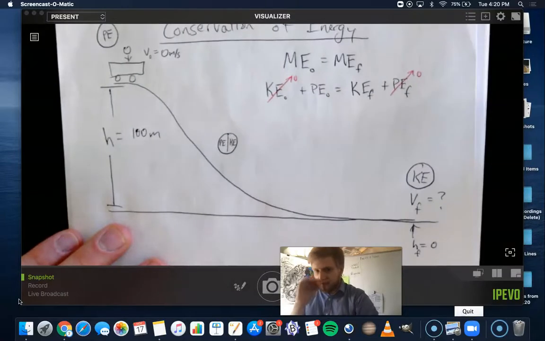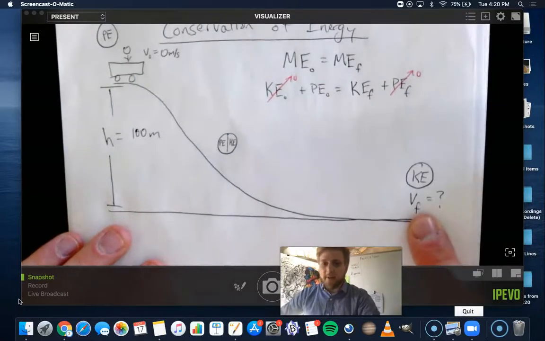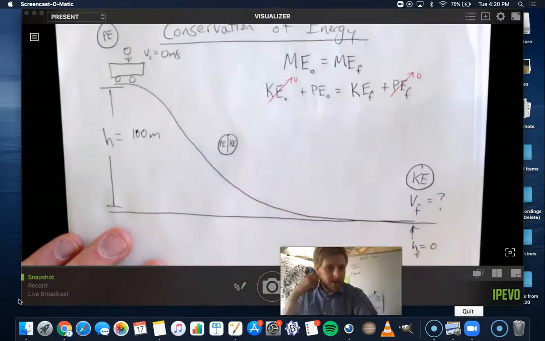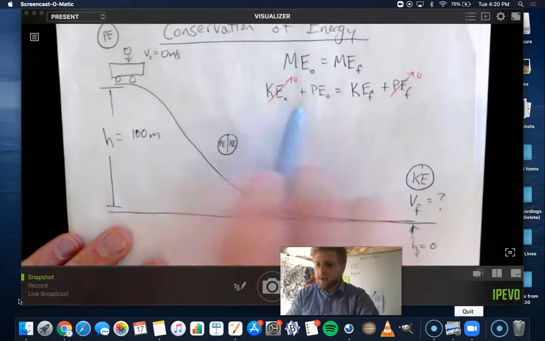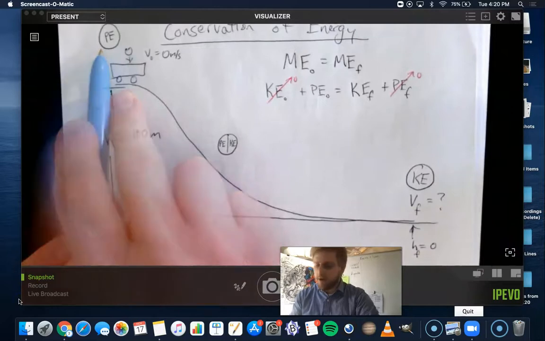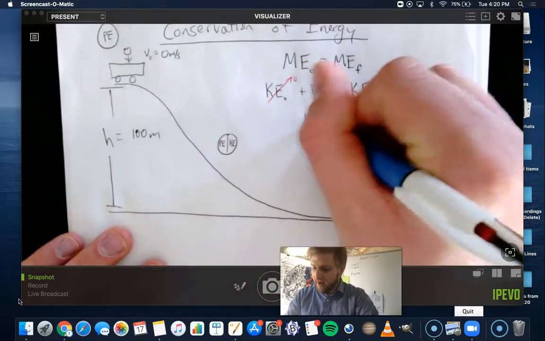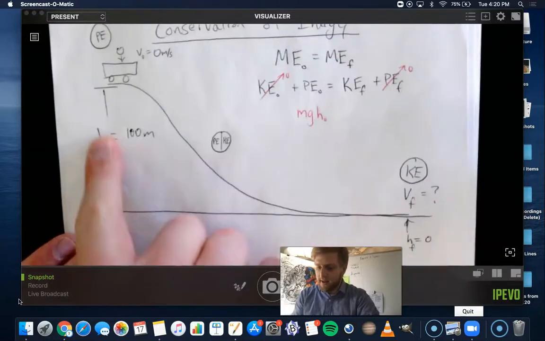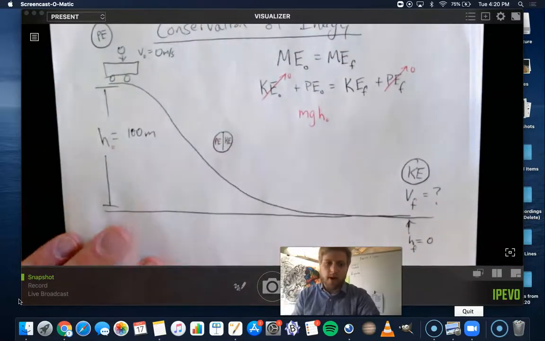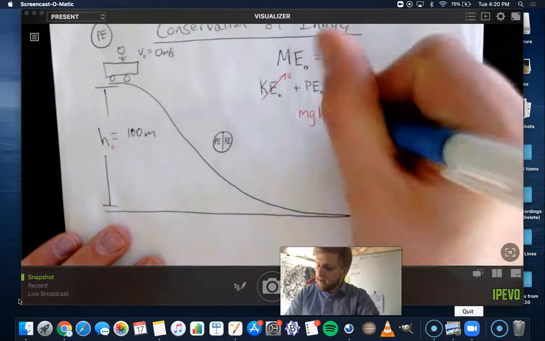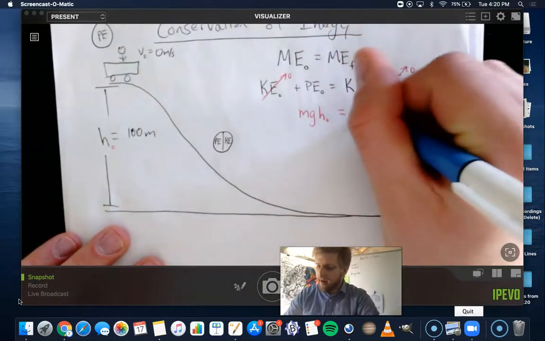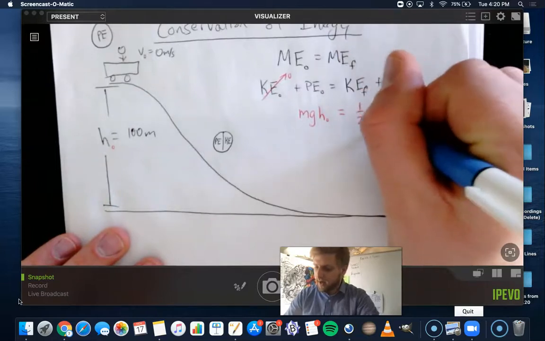So we can solve this. The final speed, which is what we're looking for, is hiding in the kinetic energy equation. So let's expand that out. On the left, we start with just gravitational potential energy, which you all remember is mgh naught, h naught being the initial height, which we'll call 100 meters. The final kinetic energy is just going to be 1/2 the same mass times velocity final squared.